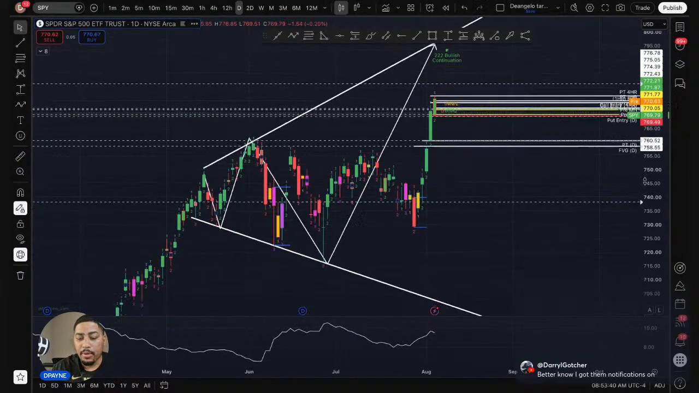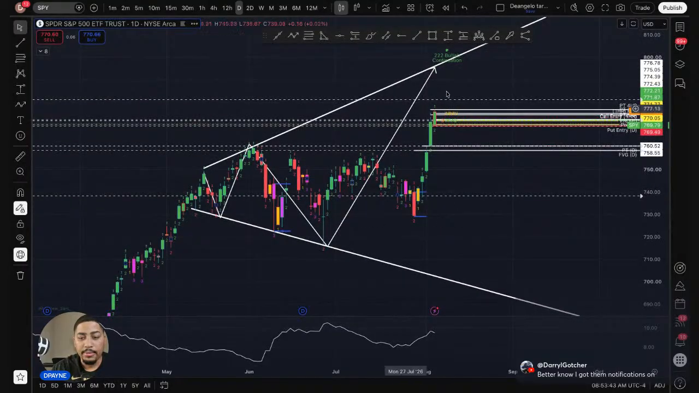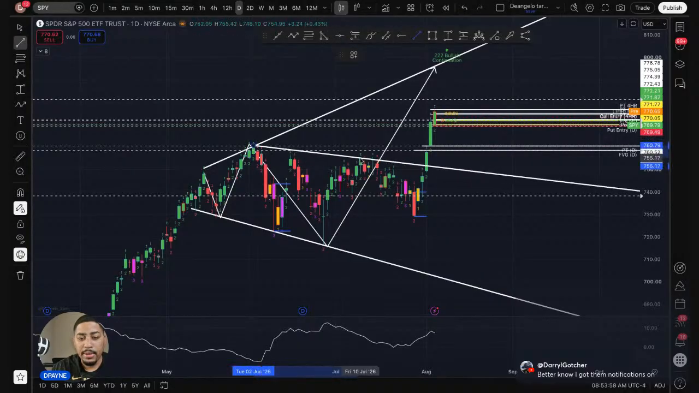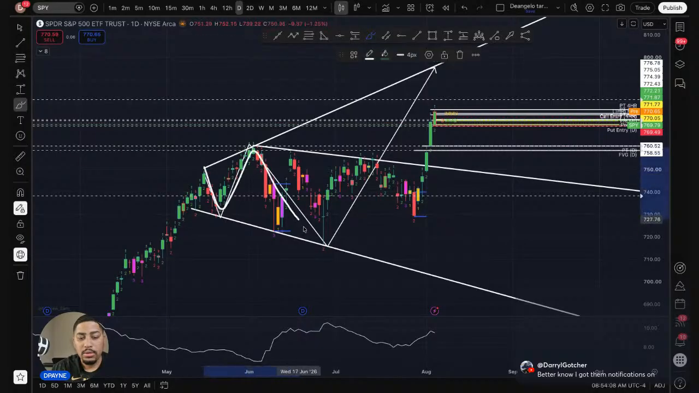But this is a perfect broadening formation right here, which kind of had me thinking that we're going to probably try to come here. Because once we broke this downtrend, this high point met this high point, this made this be in play. This right here broke this downtrend line, boom. Now I think they're trying to get here, but that don't mean that they can't pull back.